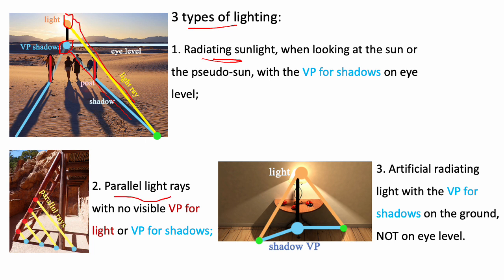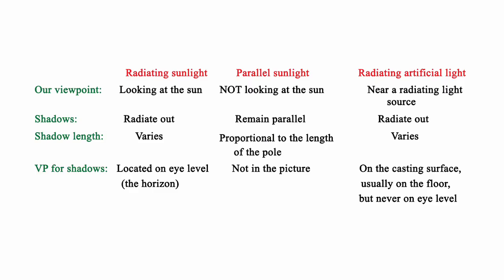Another situation is parallel sunlight with no visible vanishing point for the light or the shadows. And you can see that the light is parallel and the shadows are also relatively parallel, or at least converging toward the same vanishing point. And then the final one is artificial radiating light, where the vanishing point for the shadows is now on the ground, not on eye level. And we expect eye level to be about here as we're looking down at the table. Here's a summary of this video where I compare radiating light, parallel sunlight, and radiating artificial light.